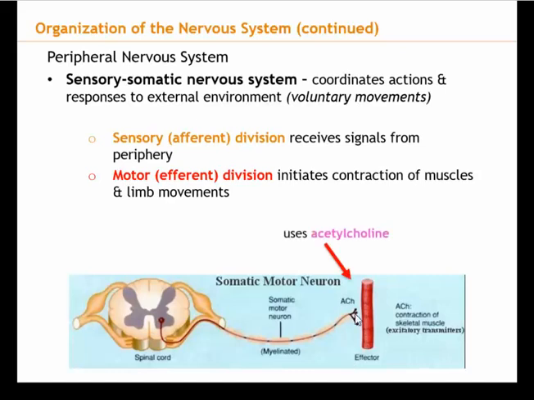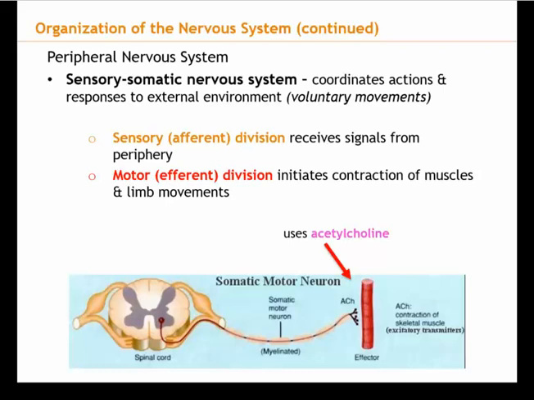What chemical is used here? This is ACh, that's acetylcholine. If you think back to communication across the synapse, what was contained in those vesicles? It was a neurotransmitter called acetylcholine. So acetylcholine is the chemical used in this system.